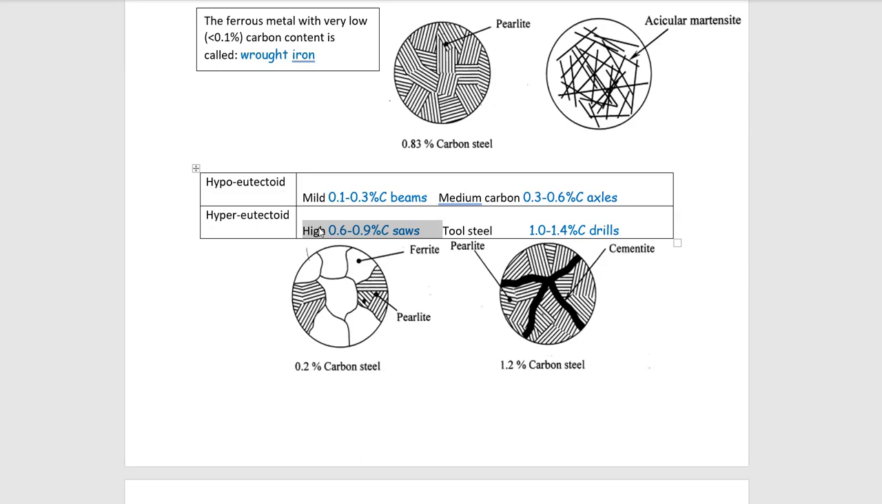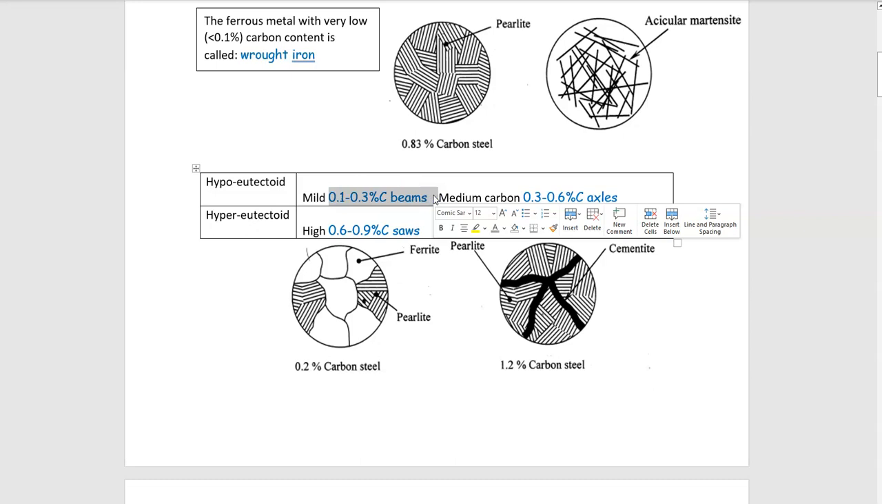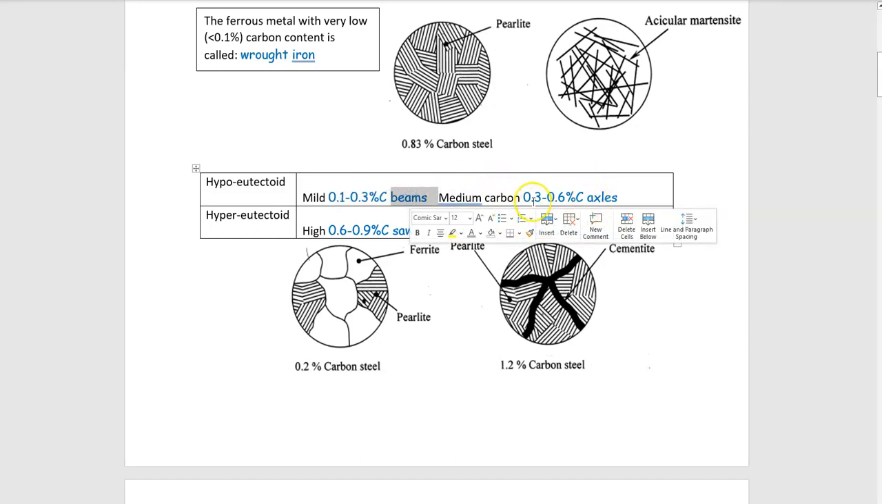Okay, mild carbon steels, mild steels are just what we call them. Mild steels have 0.1 to 0.3% carbon. Remember, if it's less than 0.1, we call it wrought iron. If it's above that, we call it mild steel. And mild steel is the most commonly used steel. It's everywhere. We use it for beams, but it's also used everywhere. Medium carbon is 0.3 to 0.6%, and it's used in axles. High carbon is 0.6 to 0.9, so around that eutectoid range, and is used in saws. And tool steels are above eutectoid, and they are used in drills, punches, that sort of stuff.